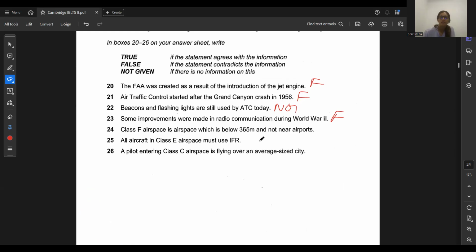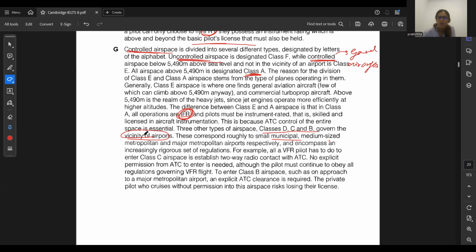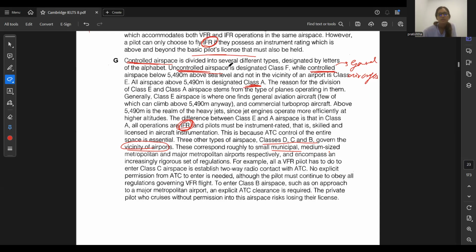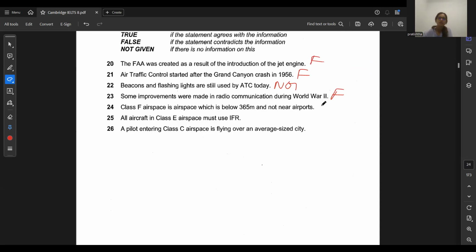Class F airspace is airspace which is below 365 and not near airports. If I think it is not near airports. If you're not sure, you can definitely go up and let's just focus on class F. Where is class F? Here. Oh, sorry. Uncontrolled has been designated class F. Okay, so this is uncontrolled airspace and not in the vicinity of an airport. So this is true.